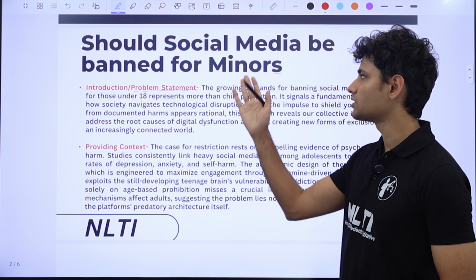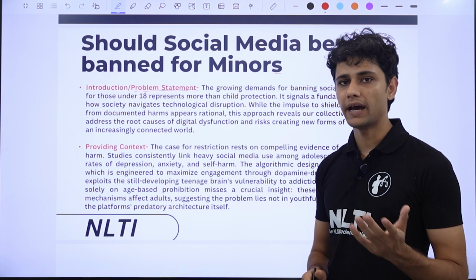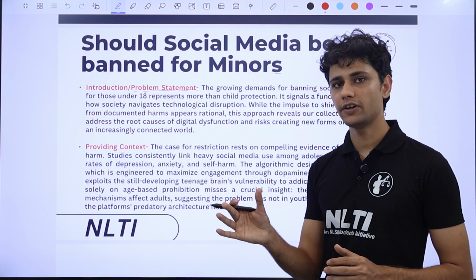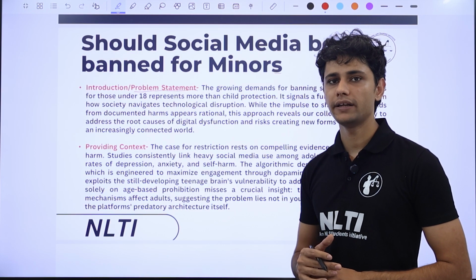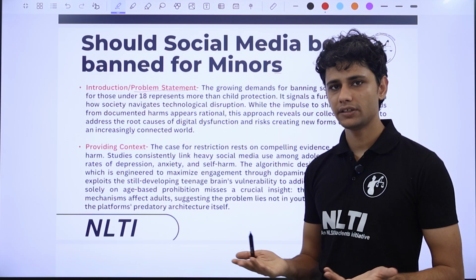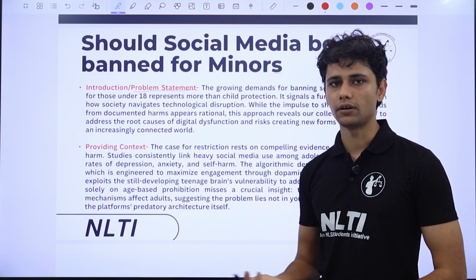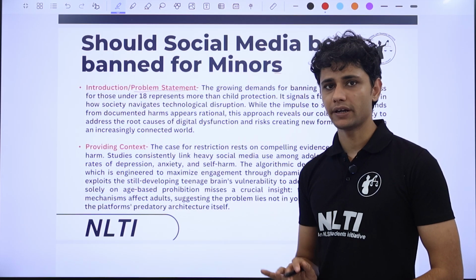A descriptive essay on this topic would look like somebody writing the benefits of banning social media for minors, and then disadvantages. So that is advantages compared with disadvantages, and then in the end you write a solution or way forward, and then you conclude. That is not what you're expected to do.